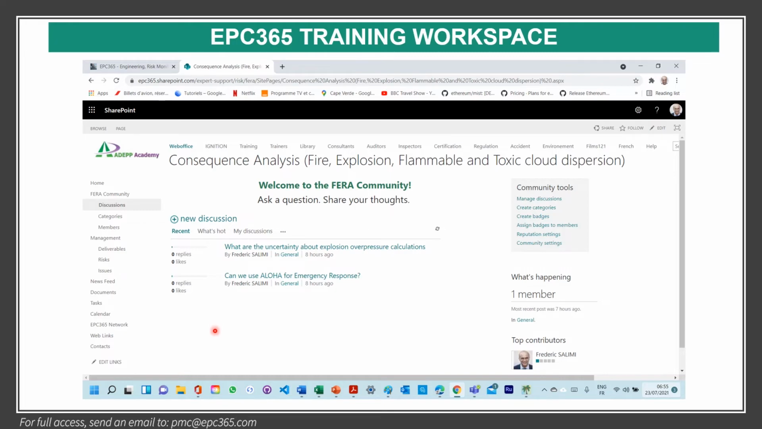As you see here, ALOHA can be used for emergency response. As I said, ALOHA is very good for pool fire and jet fire, but for dispersion and explosion, other packages like Xplo CFD are much more appropriate, taking obstacles into consideration.